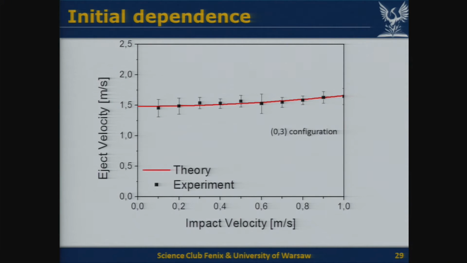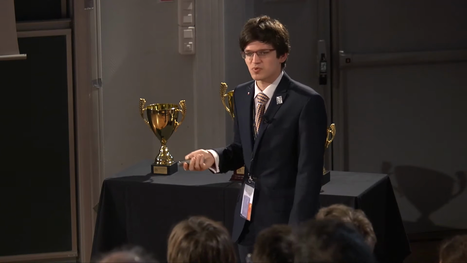So here's our comparison between experiment and theory. Here there are no more fitted parameters. Here's our experimental data and theory. And as you can see, the theory we provided is sufficient to describe the system very well. However, we see some tendency here, which is very small at the beginning, that the velocity increases with impact velocity. So is there a limit to this effect? This is what we asked ourselves.